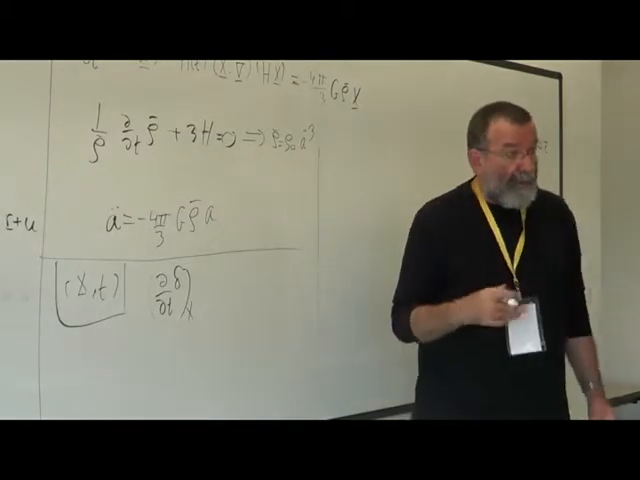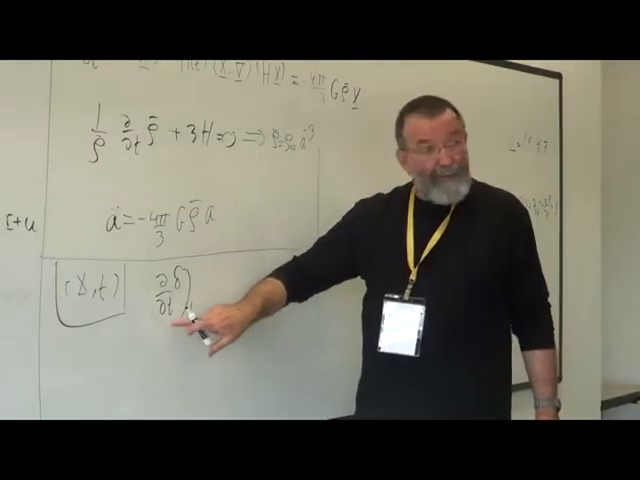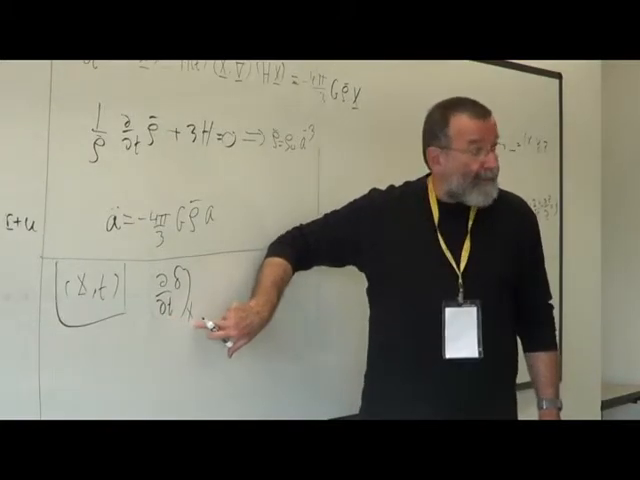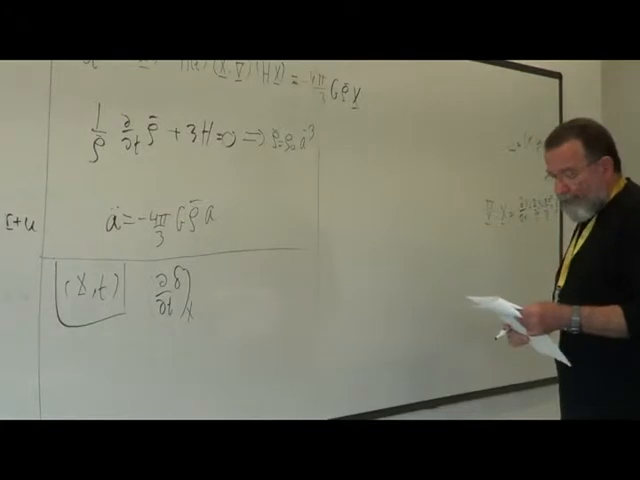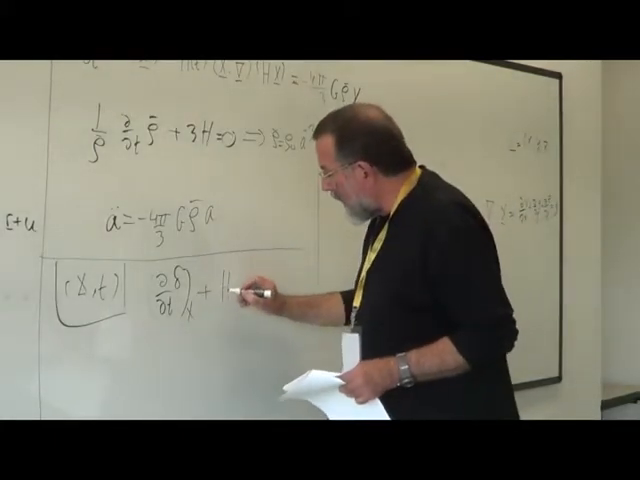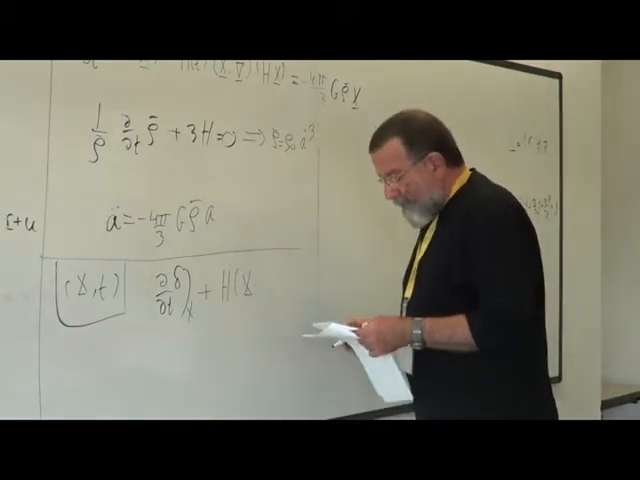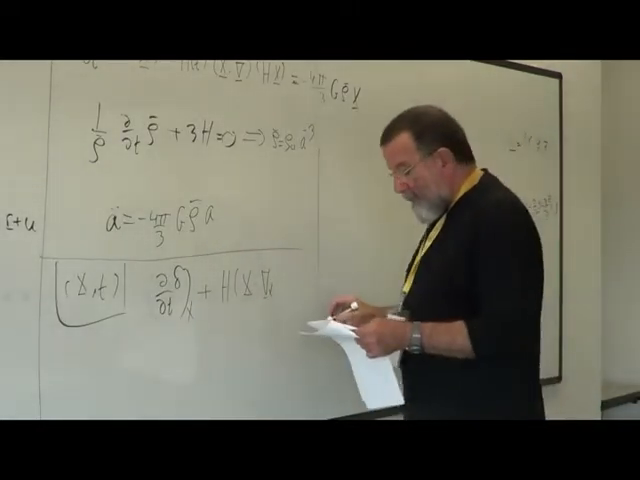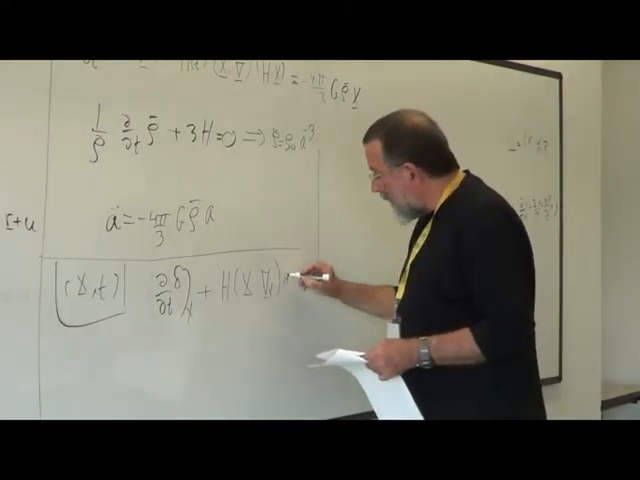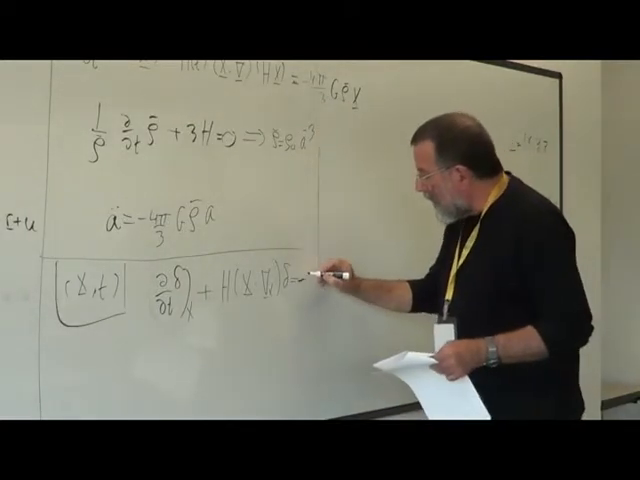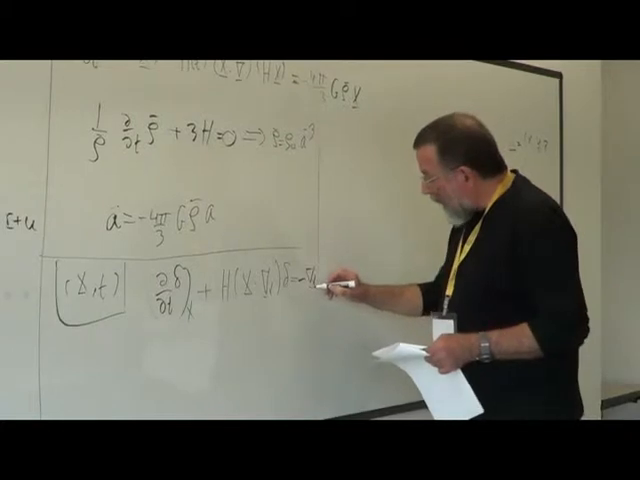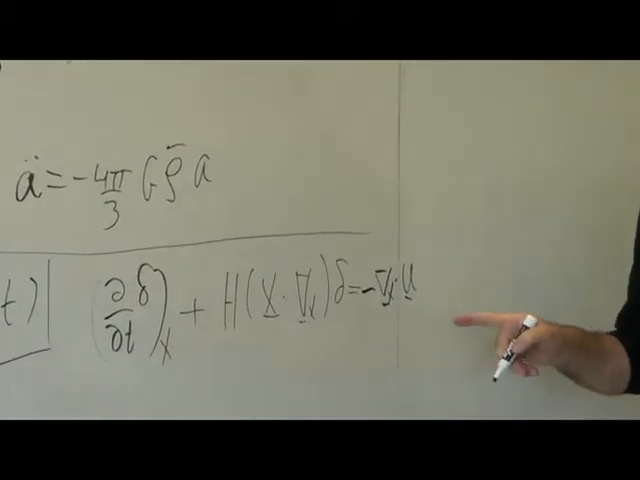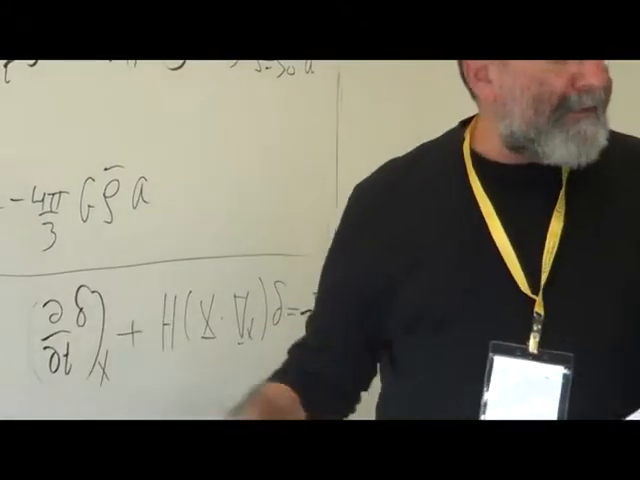It's like when we learned for the first time, at university or before, about partial derivatives. How do you do the partial derivative of something with respect to time t? You keep x constant and you differentiate with respect to t. So we have here plus H x dot, now it's the gradient with respect to x, times delta, equals minus the divergence with respect to x of u. So that's the continuity equation to first order, expressed in terms of x and t.